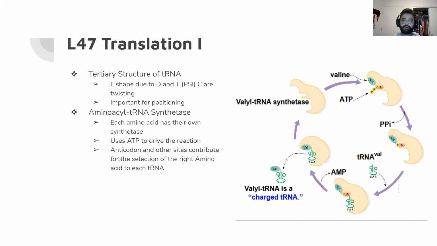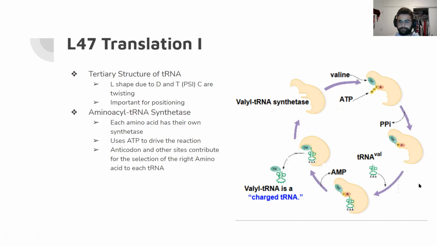Our anticodon sequence and other sites in our tRNA are going to contribute to the selection of the right amino acid for each tRNA, right? Because we want to make sure that the tRNA that has the anticodon specific for a certain amino acid gets the right amino acid. You're going to see in this diagram right here that we have a synthetase. We use ATP with our amino acid to form our valine phosphate right here.